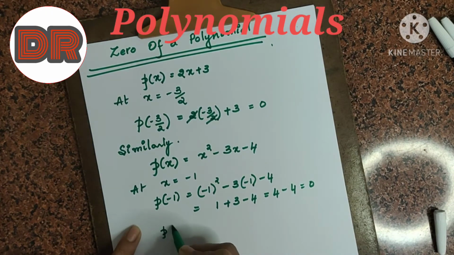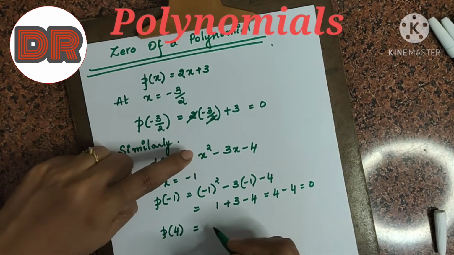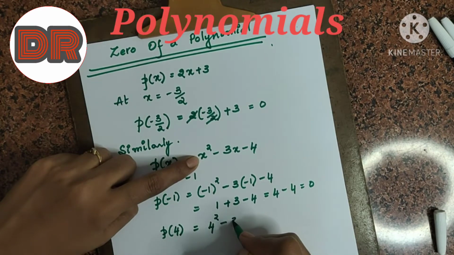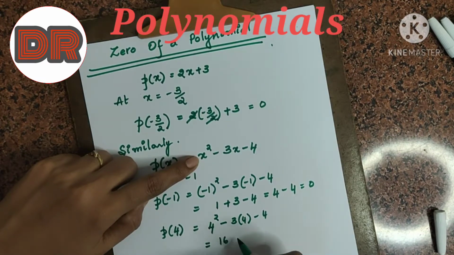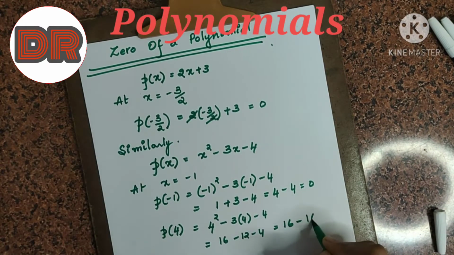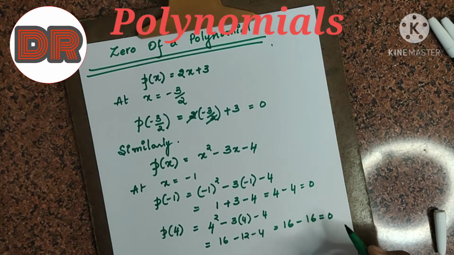Similarly, let me take x is equal to 4. So let me substitute x value as 4. So we have 4 square minus 3 into 4 minus 4. So we have 16 minus 12 minus 4, which is nothing but 16 minus 16 is equal to 0.